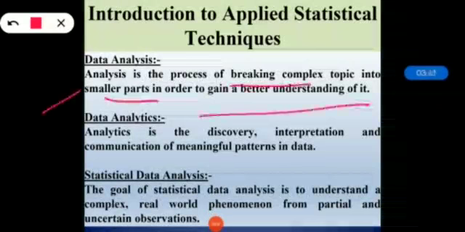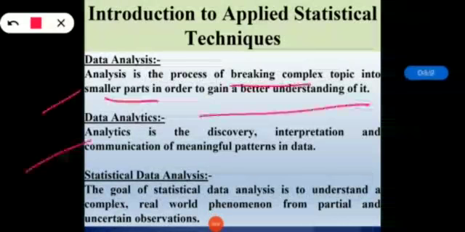We can say that it is a process for obtaining raw data and converting it into information which is useful for decision making by the users. And we can say that the data is collected and analyzed. Why is it collected and analyzed? To answer questions and to test hypotheses. That's why the term data analysis is many times used as a synonym for data modeling.